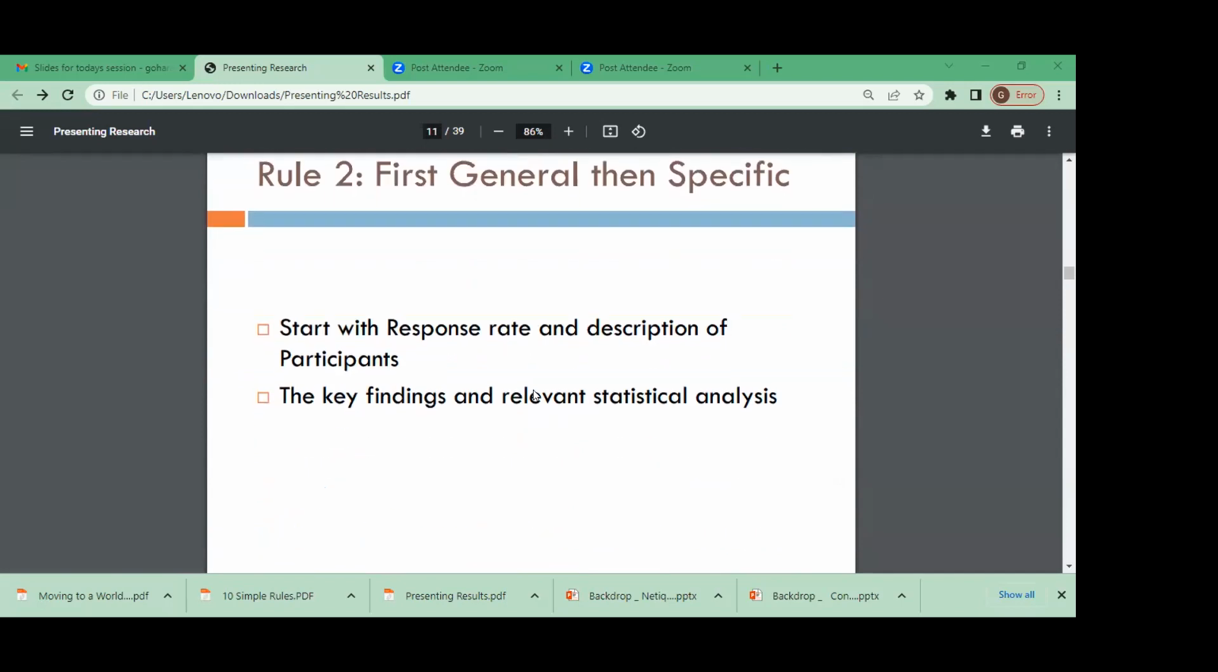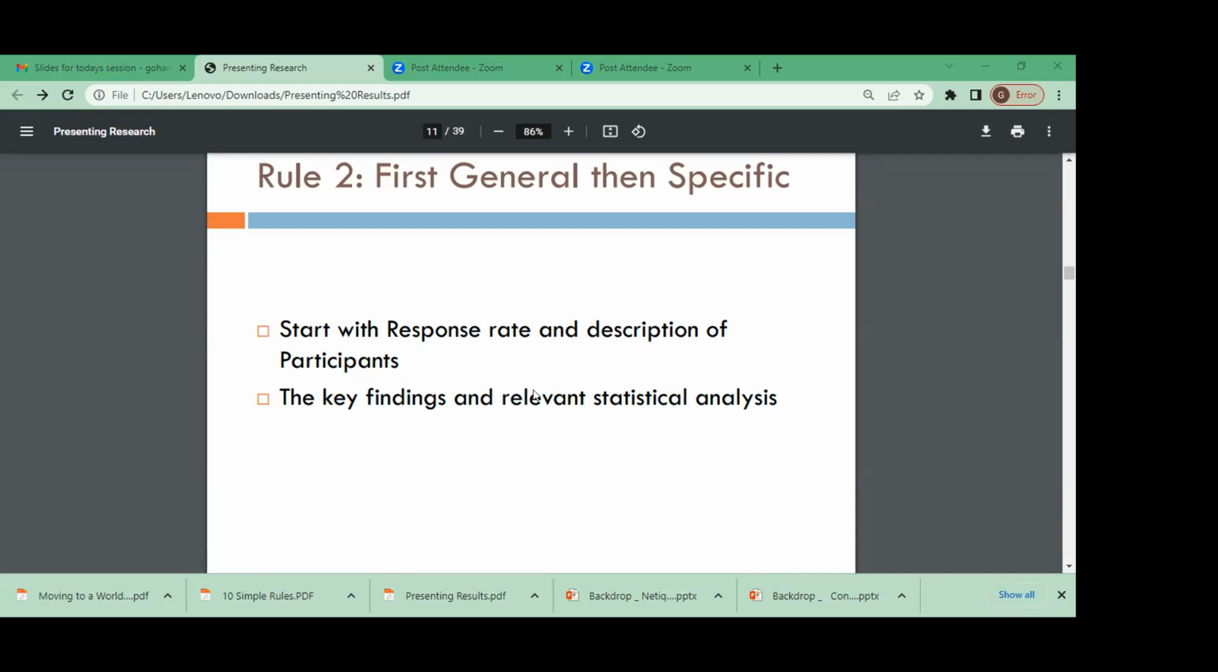And the second rule is to be specific. When you start writing your paper, you start with your response rate and description of the participants. And please know this, here my focus is reporting the statistical results. So I'm talking about the statistical portions and the results section only right now. While you report this, you always start with the response rate and description of the participants. I have seen it a number of times, the response rate is never shared in the research articles. The description of the participants is hardly discussed.